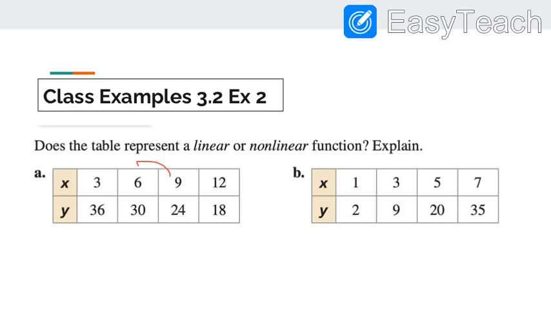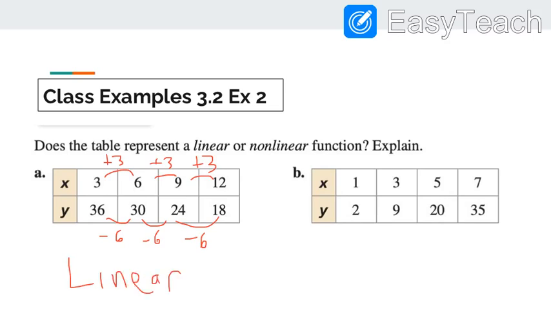As we look at tables, we want to see if it is changing at the same rate. The way to do this is to look at the change as you go from each piece to the next piece. So here we have a +3, +3, and a +3 for our changes in x. And our changes in y are always -6, -6, -6. Notice how these change at the same time each time and by the same amount. Therefore, this one is linear.